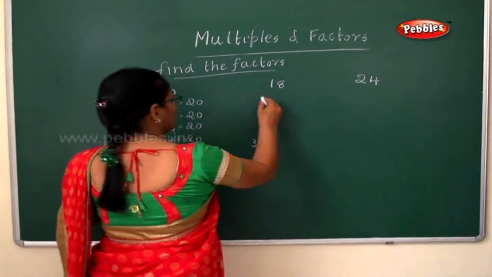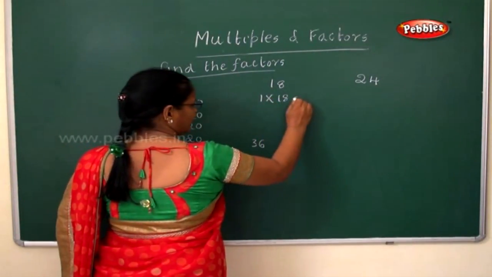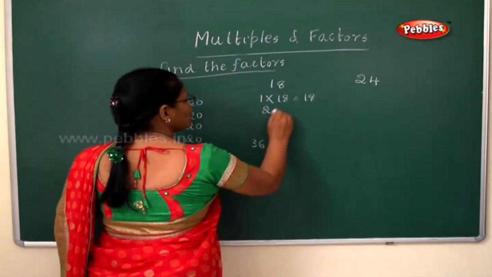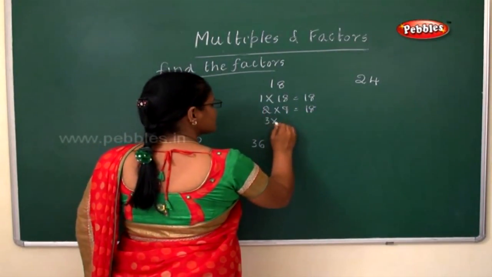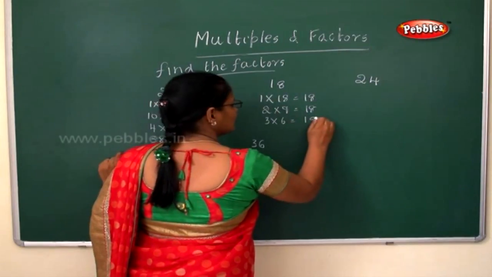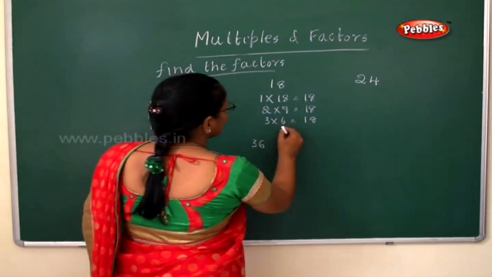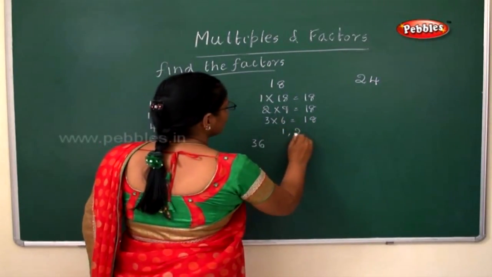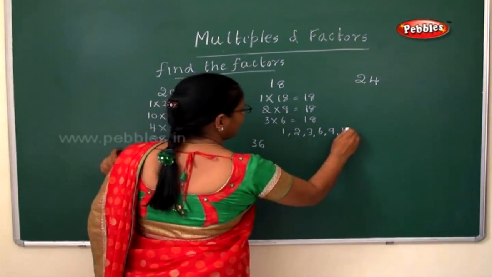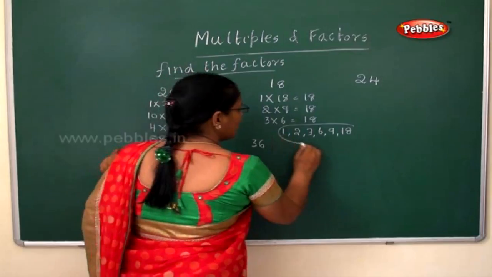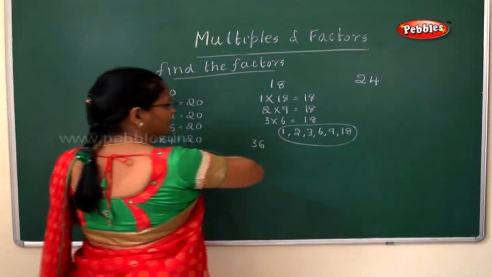Now for 18: 1 18 is 18, then 2 9s are 18, then 3 6s are 18. So 1, 2, 3, 6, 9 and 18. These are the factors of number 18.